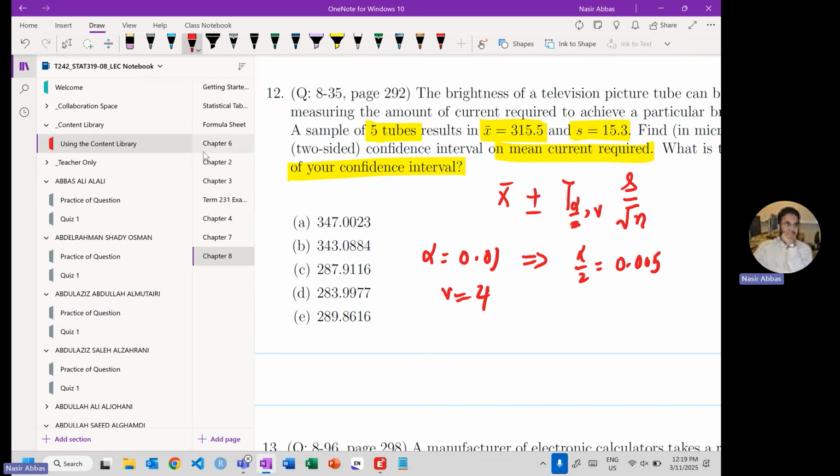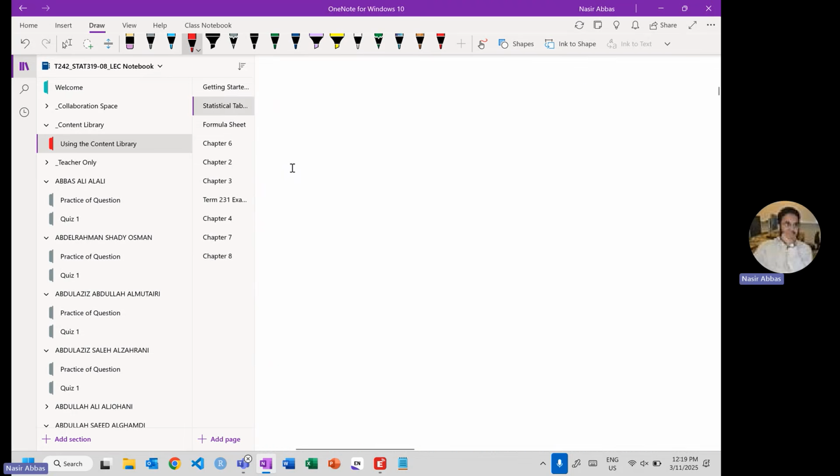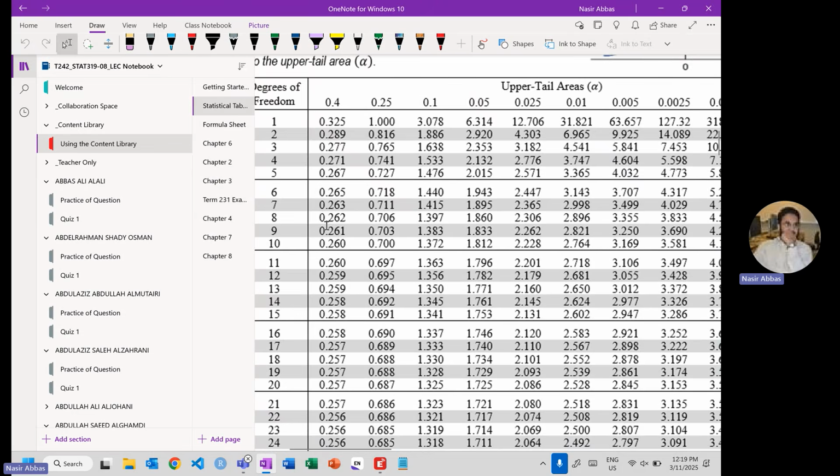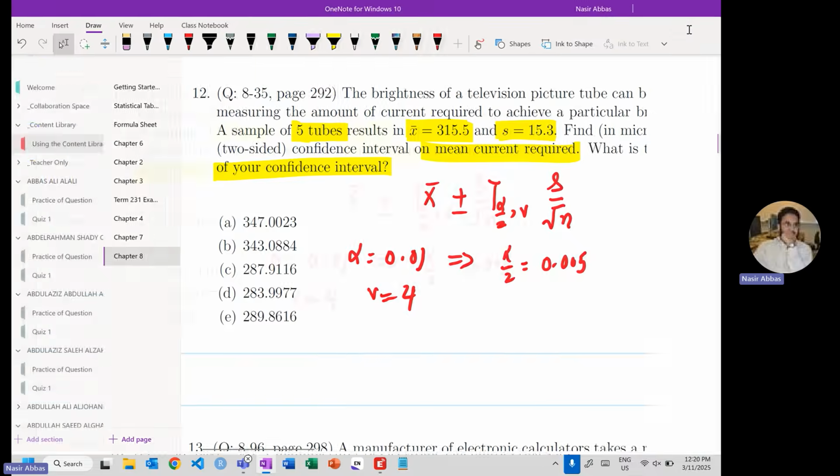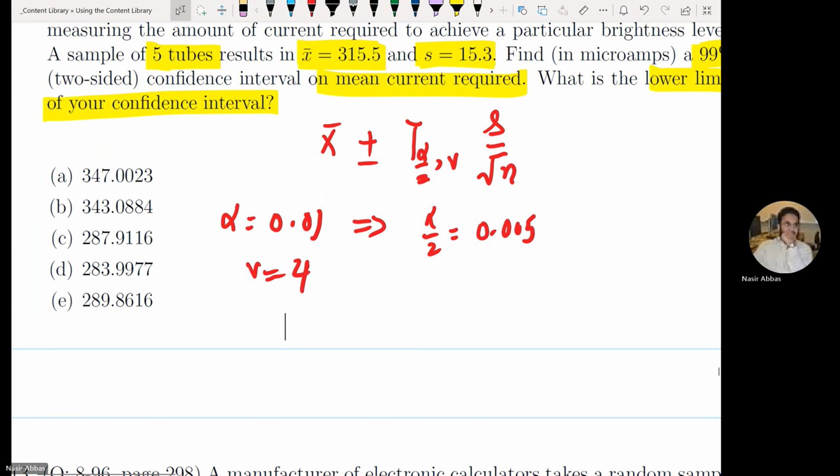4 degrees of freedom and alpha by 2 to be 0.005. So look for 0.005, which is here, and 4 degrees of freedom. And the value of T is 4.604. Very important, 4.604. That's the only thing we are testing in this question. Plug it into the interval.